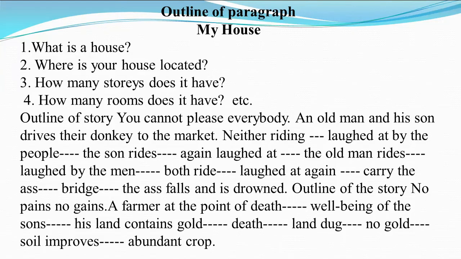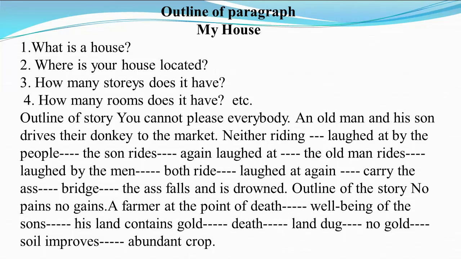Okay, now outline of story. You cannot please everyone. The outlines are, an old man and his son drives their donkey to the market, neither riding, laughed at by the people. The son rides again, laughed at. The old man rides, laughed at by men. Both ride, laughed at again. Carry the ass, bridge. The ass falls and is drowned.